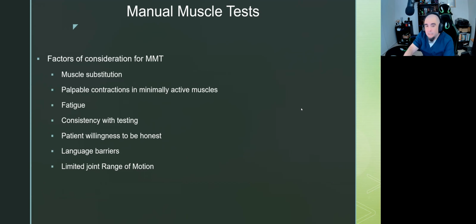What could be factors of consideration for me in muscle testing? Muscle substitution, right? If you see me hiking my shoulder when you're testing my range of motion, I'm trying to cheat. If you see me hiking my shoulder when I'm trying to do elbow flexion, I'm trying to recruit my stabilizer muscles to resist my force, right?